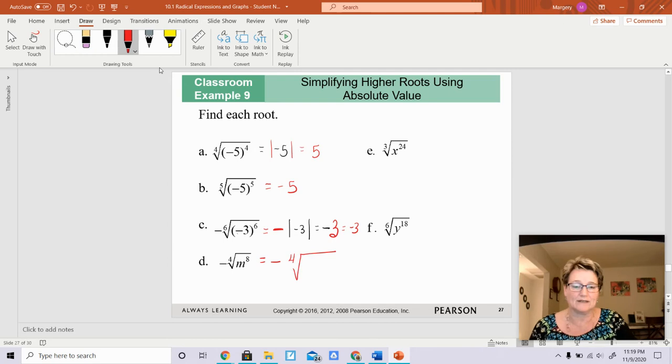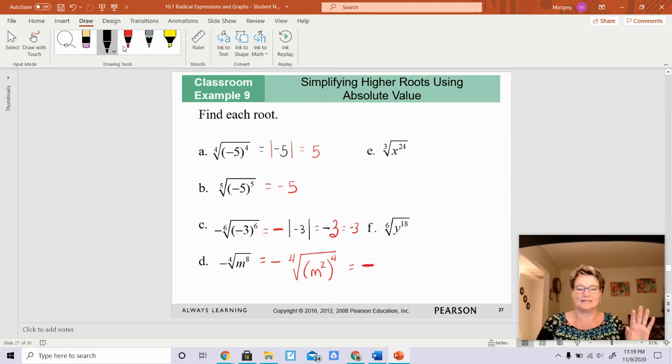for powers. Now m to the second power raised to the fourth power. First of all, 2 times 4 is 8. So when you raise a power to a power, this portion right here is exactly the same thing as this. So what I end up with is my negative is on the outside of the whole problem. Don't even look at the negative, it's on the outside.